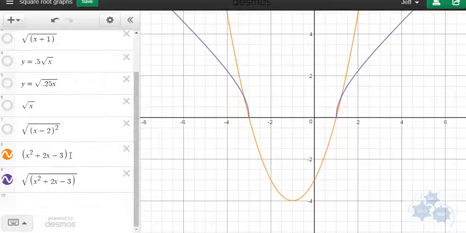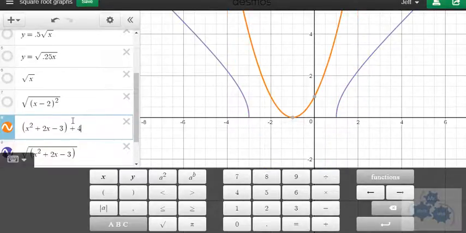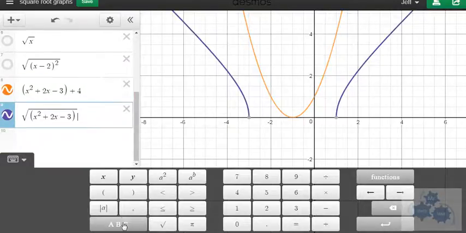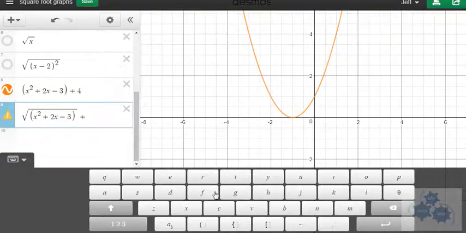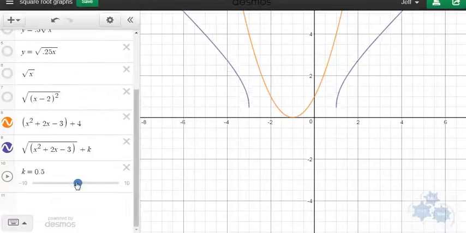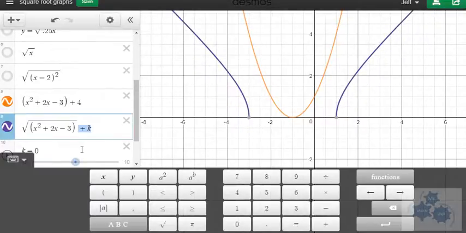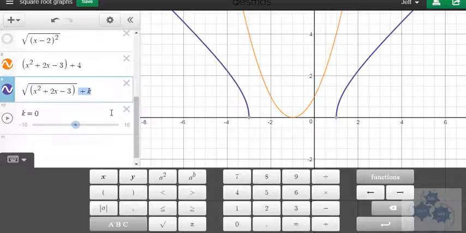So again, if we go back to this one and I add 4, so plus 4, that's what it looks like, right? Now for this one down here, I'm going to add, and I'm going to try and get, let's say k. Now give me a slider. Thank you very much. Okay, let's see if this is going to work. Oh, it's got to be on the square root sign. So let's copy that, and let's see if it works. There we go. Awesome.